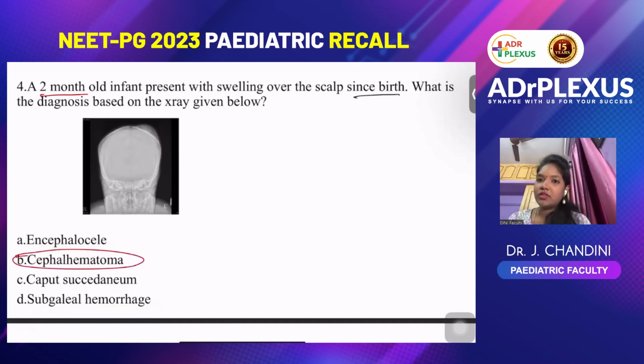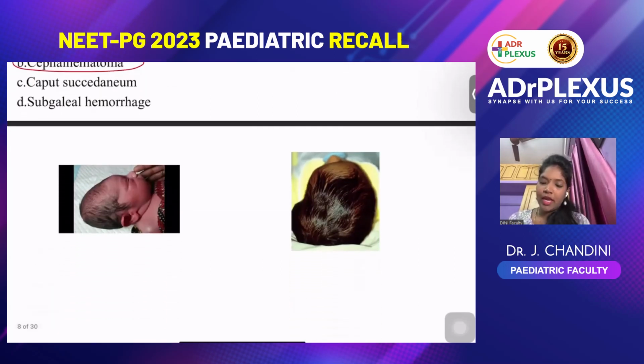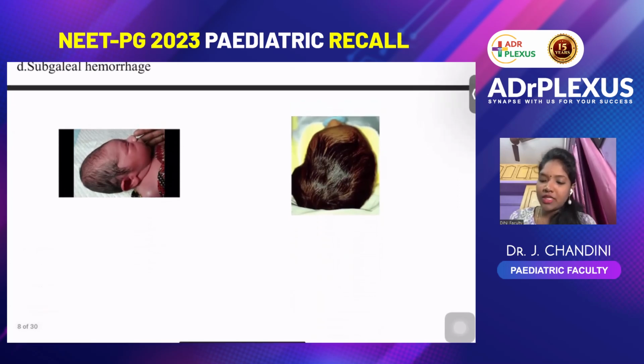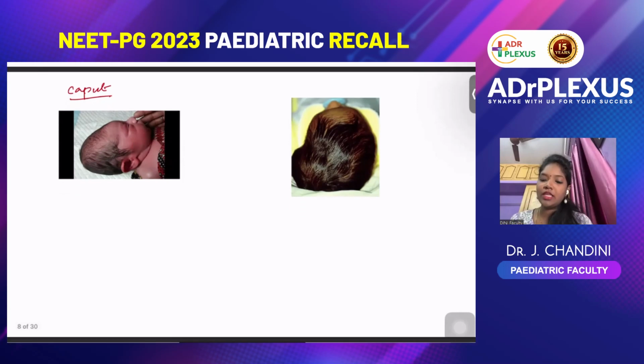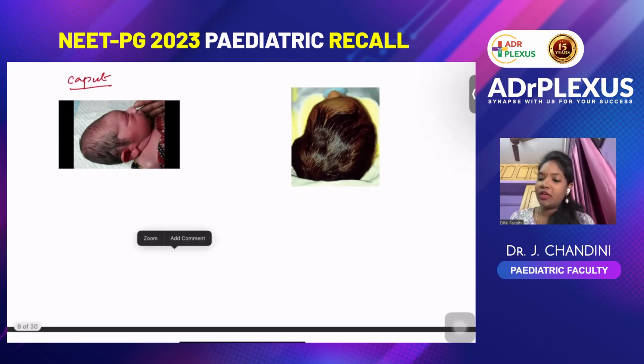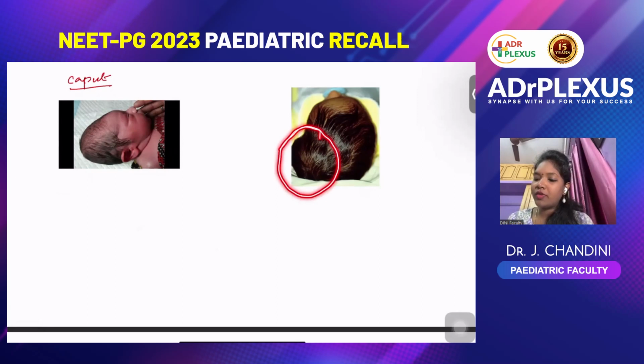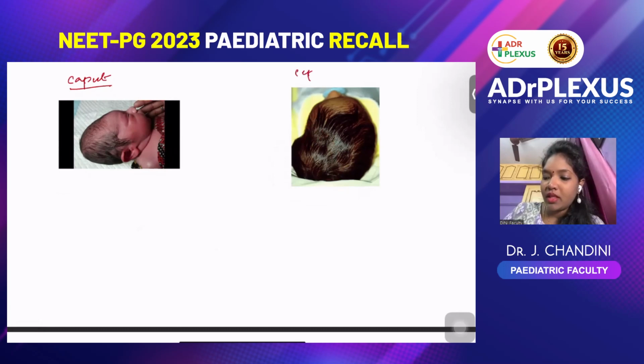So how to identify this? What is cephalhematoma and what is caput? Okay. Now we'll see these images. Can you see the first image? In the first image, there is a uniform swelling, right? So this is nothing but caput. Both these images are of newborn babies. So the first image is caput. Now coming to the second image. Here you see a localized swelling which is confined to one area. Okay, what is this? This is nothing but cephalhematoma.